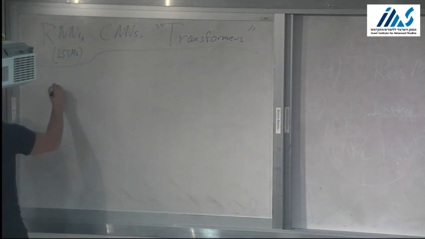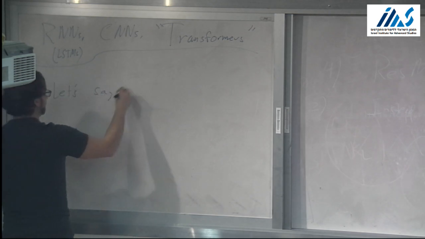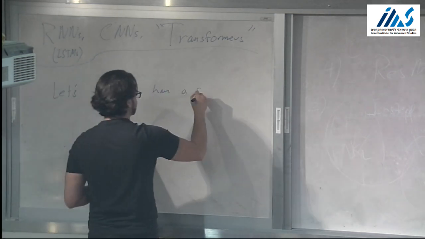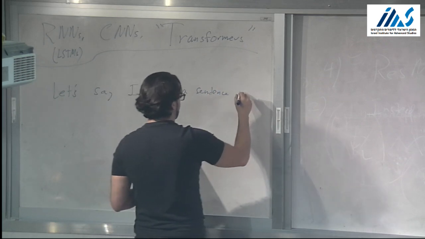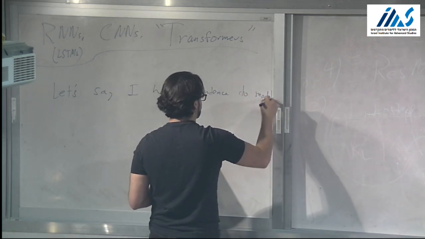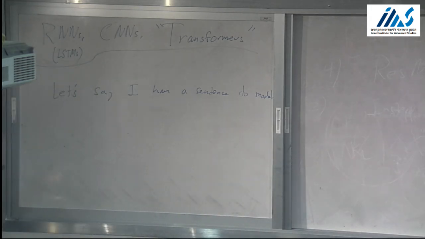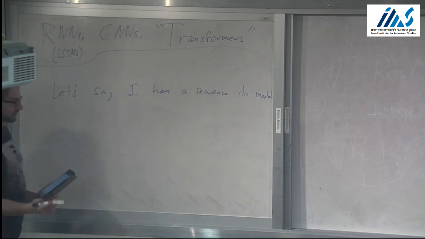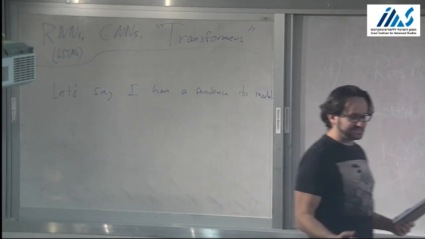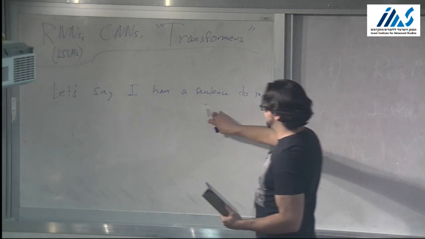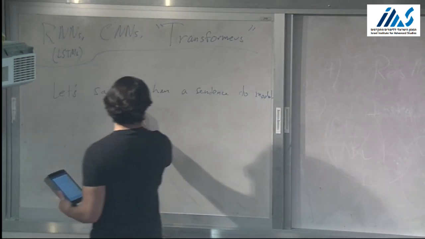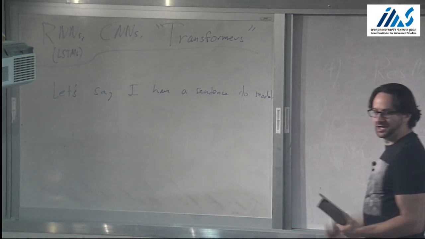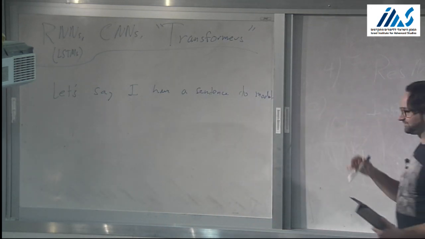So let's say I have a sentence to model. How do I actually try to learn how to predict how to write sentences? First of all, I have to decide on some way to get the information about this sentence, with, say, these 1, 2, 3, 4, 5, 6, 7, 8 words, into some vector space.